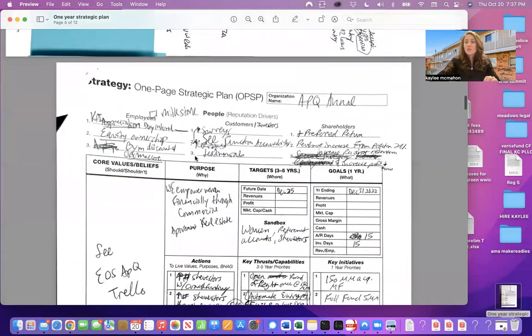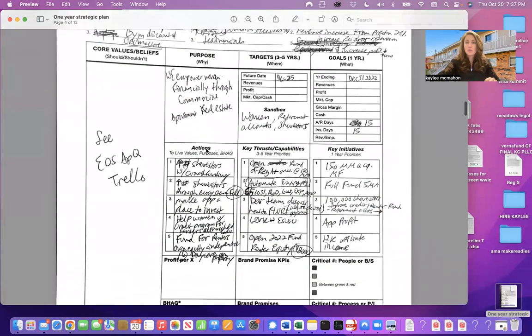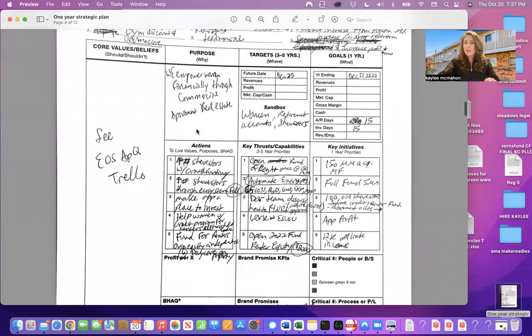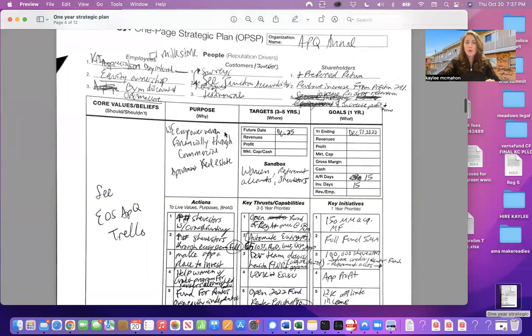When we talk through strategy, it comes back to your mission, vision, values. You're looking at your purpose and your why, and it's very clear. This is part of the OPSP, the one-page strategic plan, something we do annually. When you're clear on your purpose, we want to empower women financially through commercial apartment real estate and create $1 billion invested by, for, and with women. Then you work backwards.